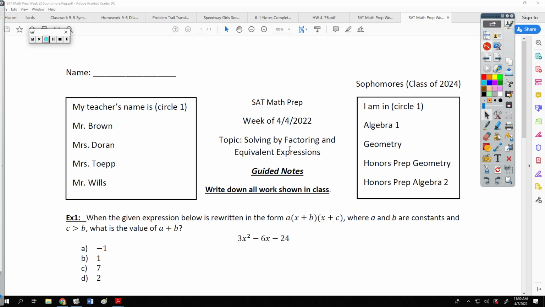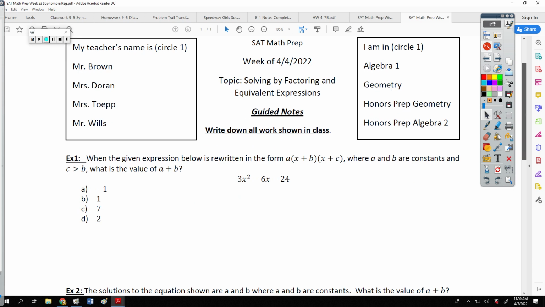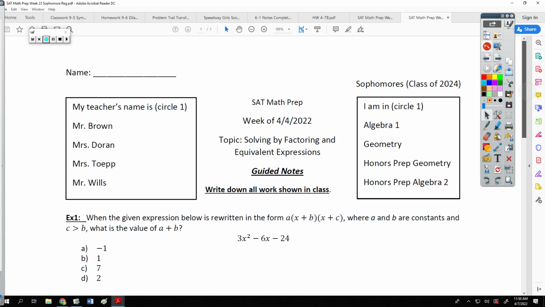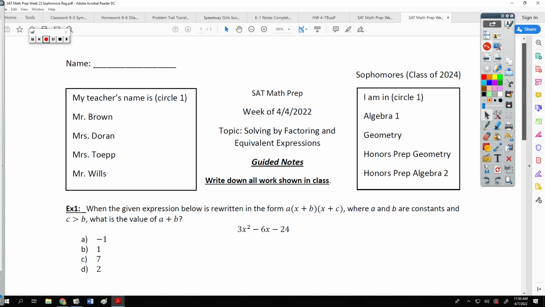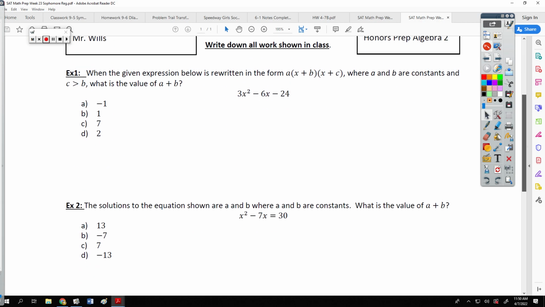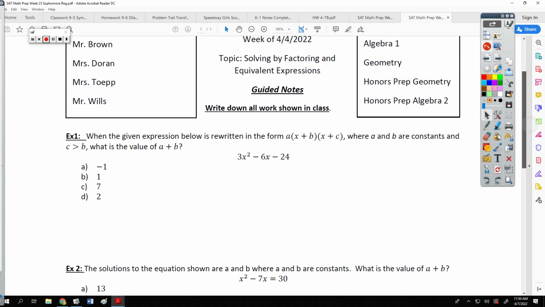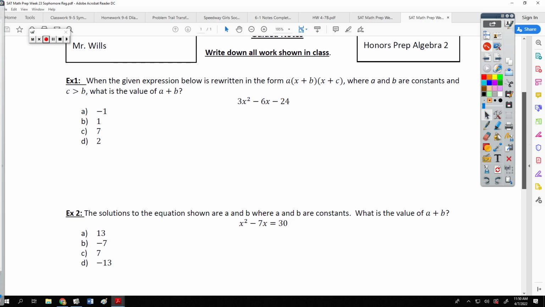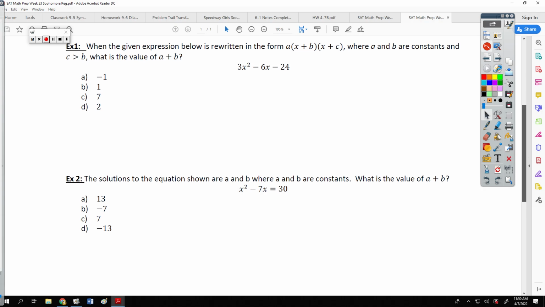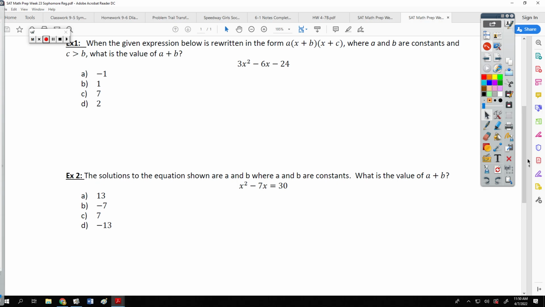So this is our last week on the topic of factoring and equivalent expressions, solving by factoring and equivalent expressions. Again, make sure your name gets on this paper. Insert your teacher name and your class so that if you lose these guided notes, you can have them returned to you. You're allowed to use these on the quizzes, so it is very worthwhile to take good notes here.